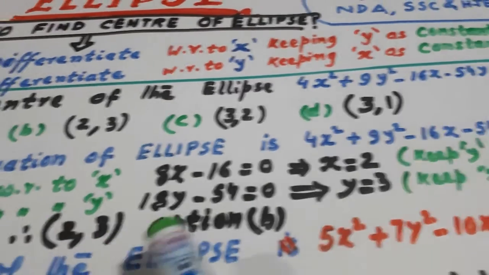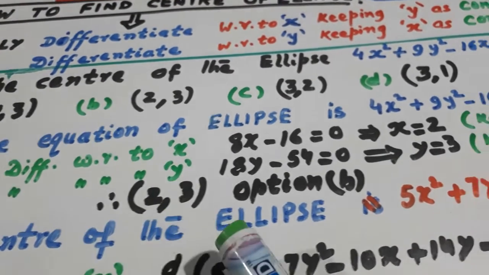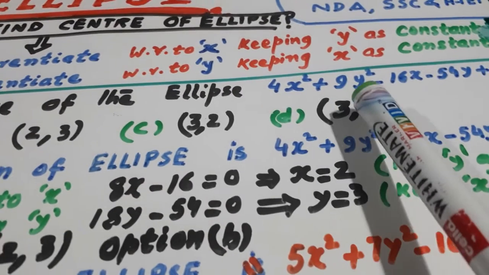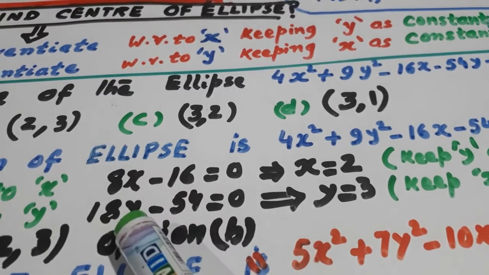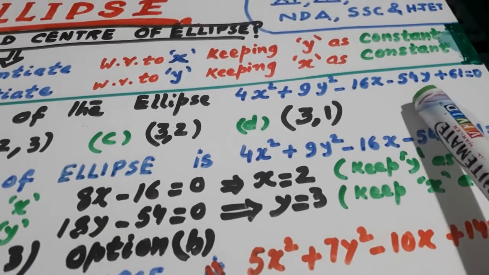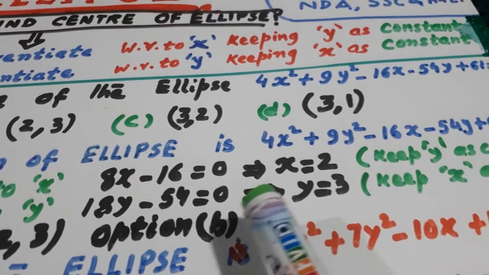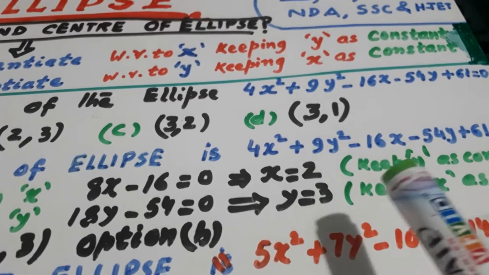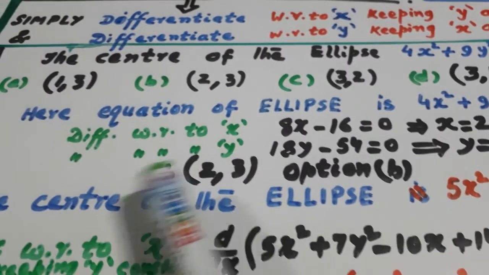Now differentiate with respect to y, keeping x as constant. हमारी नज़र y के ऊपर होनी चाहिए. 9y square, derivative of this is 18y. Minus 54y, derivative of this is minus 54, equal to 0, y equal to 3. X is equal to 2, y equal to 3. Question is done. 2, 3 is the answer.